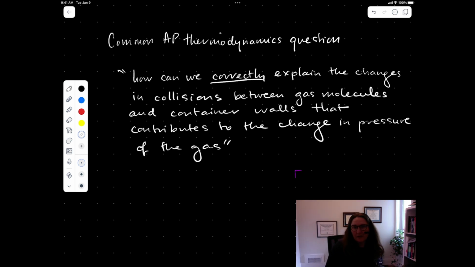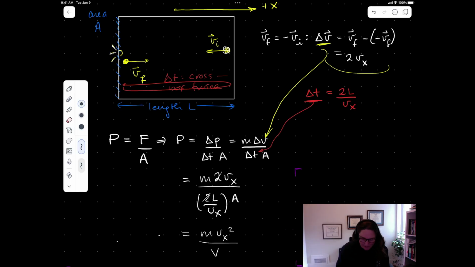There's a pretty common AP thermodynamics question that appears in various ways and forms, and it has wording something like this: how can we correctly explain the changes in collisions between gas molecules and container walls that contribute to the change in pressure of the gas? So you should be able to answer this question in terms of the derivation we just did, and I'm going to show you how. So I just want to say one more thing. If you have a sample of ideal gas in a box and you increase the temperature by either heating or working on this thing, how exactly, from a microscopic perspective, does that change the pressure?